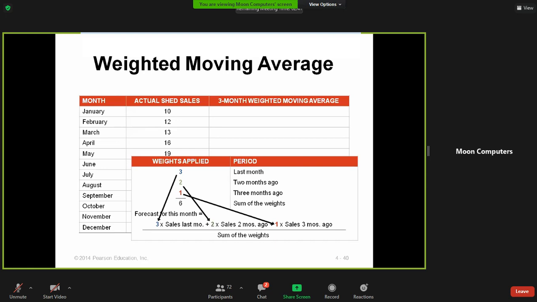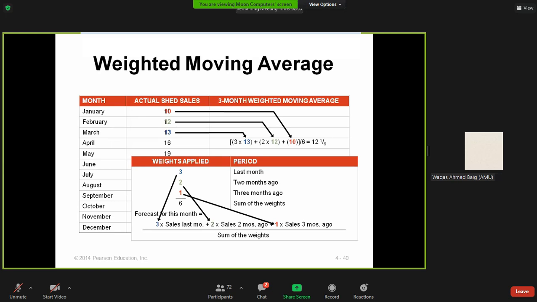So will you please tell me the answer for this? 12.1. You adopted the same method, you approached the same value. 3 multiplied by 13, 2 multiplied by 12, and 1 multiplied by 10, and the whole divided by 6. Please calculate, all of you, and tell me the value of the weighted moving average method, the forecasted value. It's 12. Same, 12.